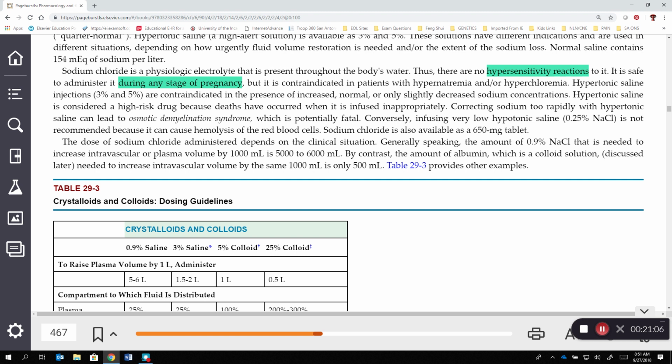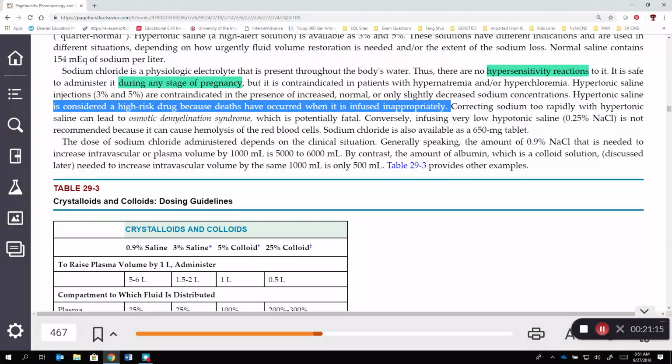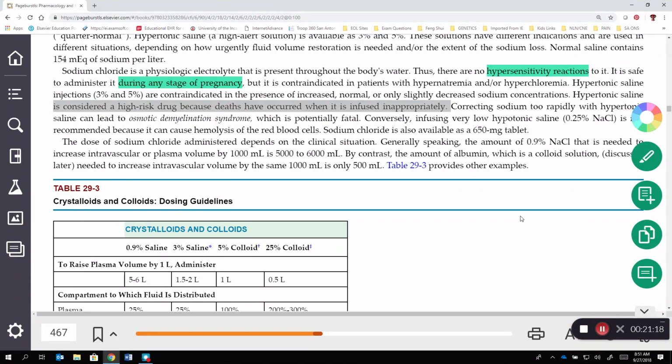Let's see. It goes on to talk about hypertonic saline. Here's where it talks about how it's high risk. It is considered high risk because deaths have occurred when it's infused improperly. It's very important. Never ever take it for granted when you're hanging a bag of IV fluids, crystalloids. Don't ever think it doesn't need that third check. It absolutely does. Because as you can see, it's never just normal saline. You might think you pulled 0.9% and you actually have a 3%.